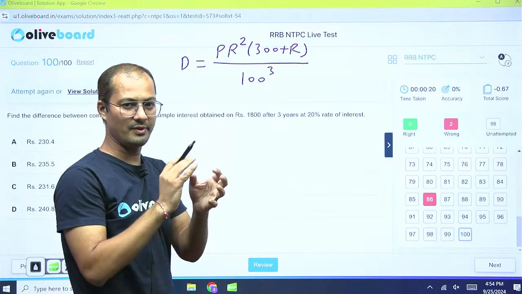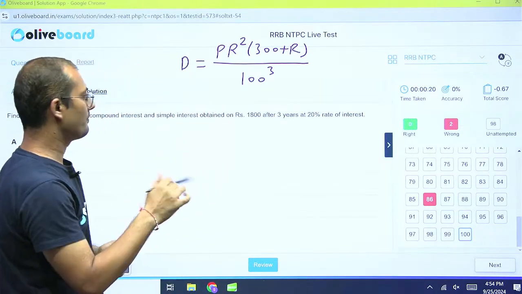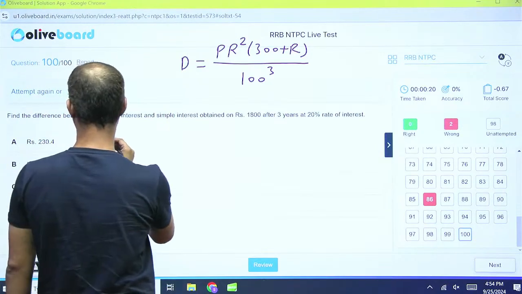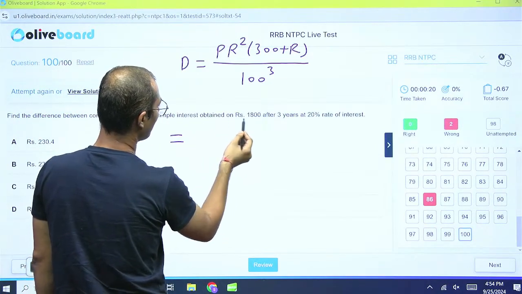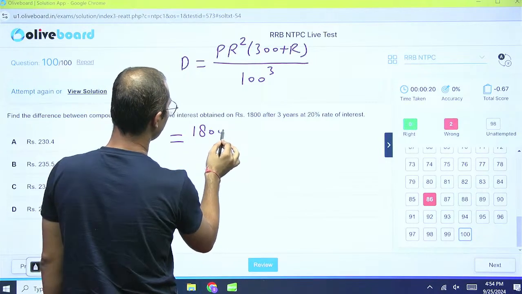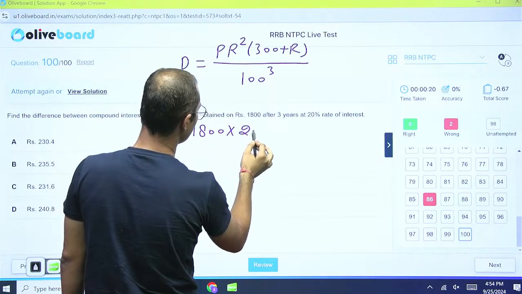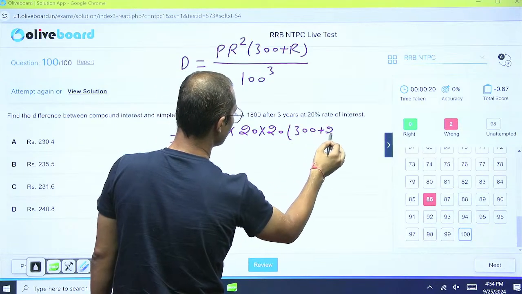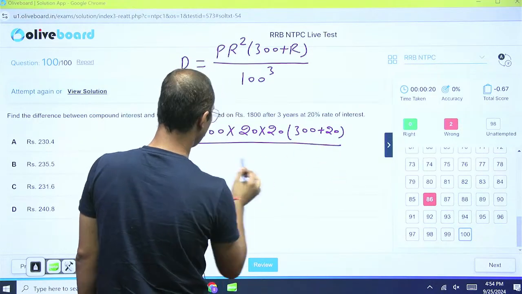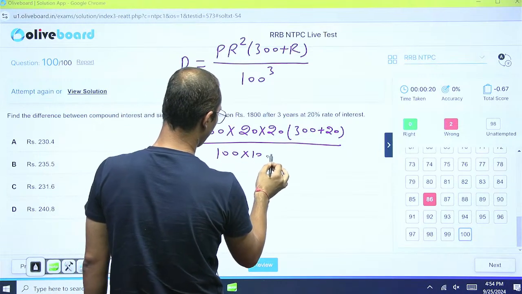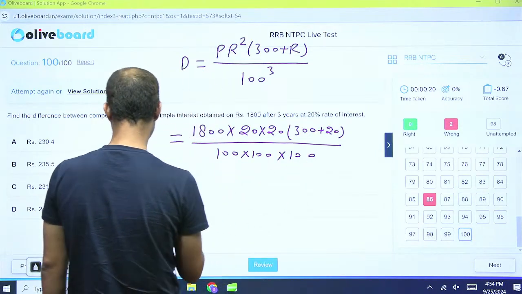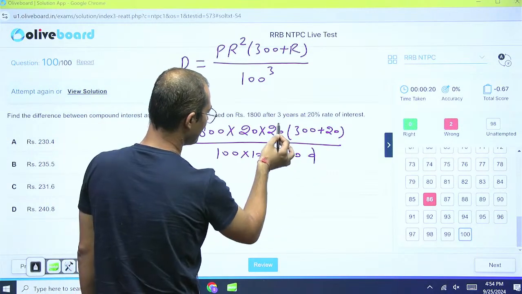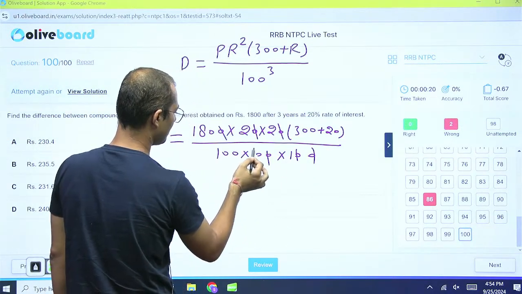D is the difference between compound interest and simple interest. P stands for principal and R stands for rate. So we have to calculate the difference on rupees. So principal is 1800 into rate is 20%. So 20 square, 20 into 20, bracket 300 plus 20, divided by 100 into 100 into 100. Now calculate, tell me what would be the right answer. After calculating, see, zeros get cancelled.